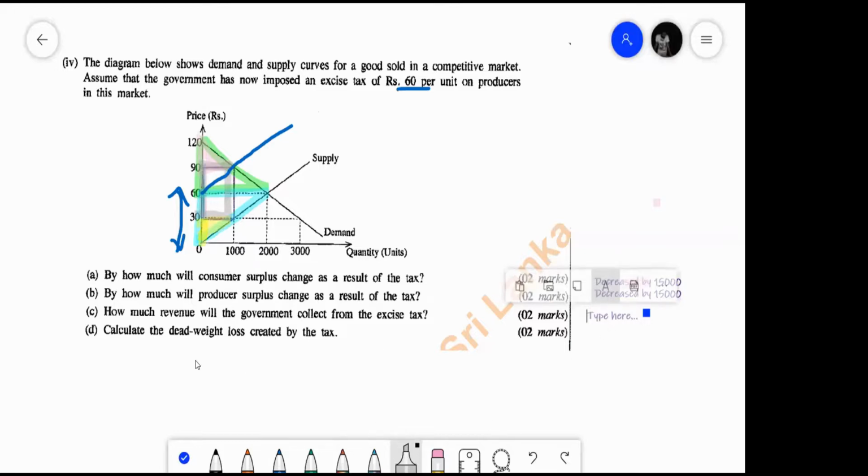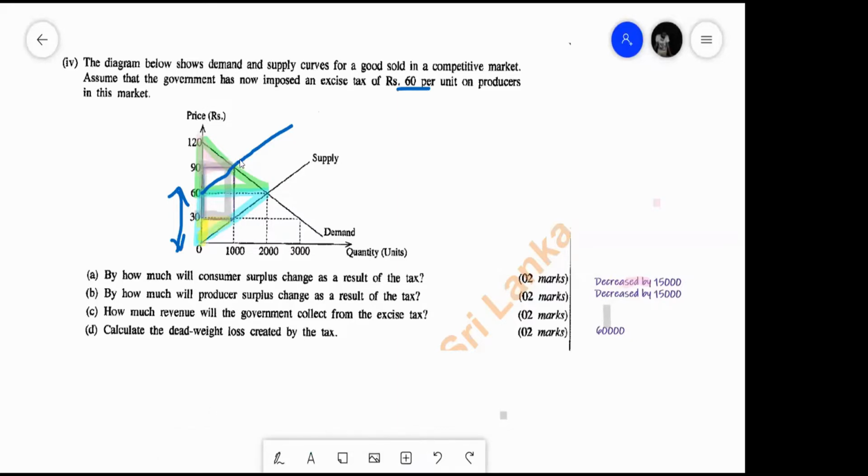Okay, and then the final one, the value of deadweight loss. So which one is the deadweight loss? That small triangle over there. So the triangle over there, what is the value? Half into 60 into 1,000. So you get a 30,000 deadweight loss. Yeah, so it's an easy question. I'm hoping all of y'all would have been able to score the 8 marks here, right? If you get a question like this, it's the easiest that you can ever get.